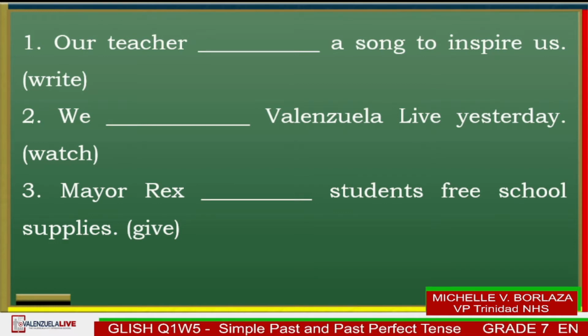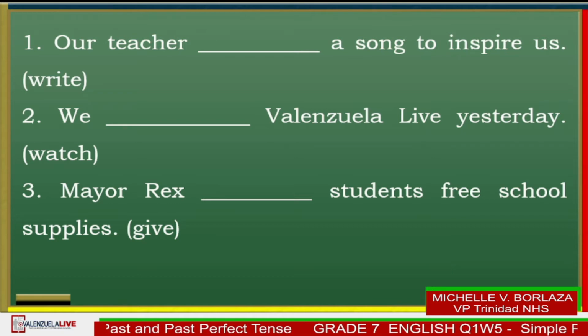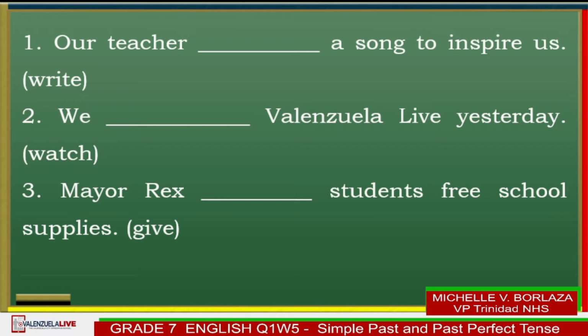Number 2. We blank Valenzuela Live yesterday. The given verb is watch. For number 3, Mayor Rex blank students free school supplies. And the given verb is give. Kindly change the given verb into simple past tense and type your answer in the chat box.